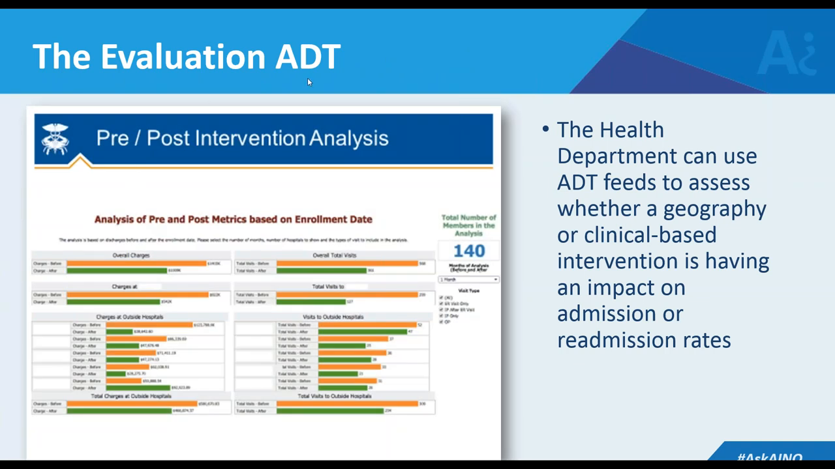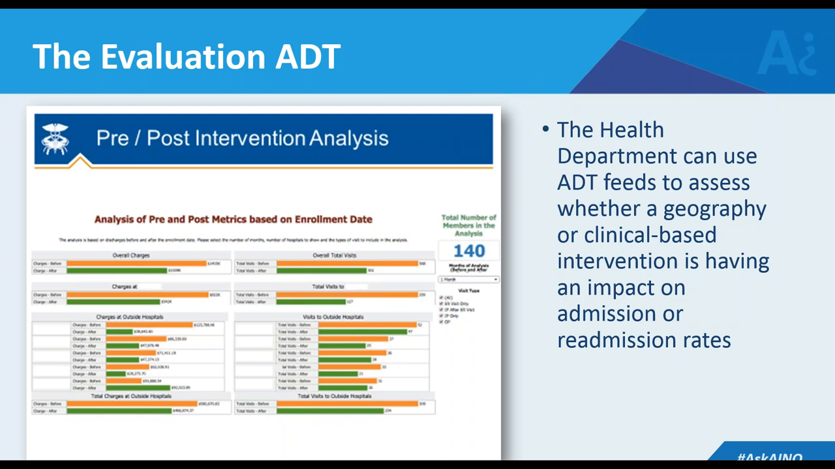The next potential use of an ADT for a health department is to evaluate interventions. So let's say the health department is focusing on a project like asthma, and there's a set of kids that are going to get referred to a high intensity health department program that's going to reach out to the family and help them get a good asthma plan together, maybe do some home interventions or home remediation, and you've got some nurses.